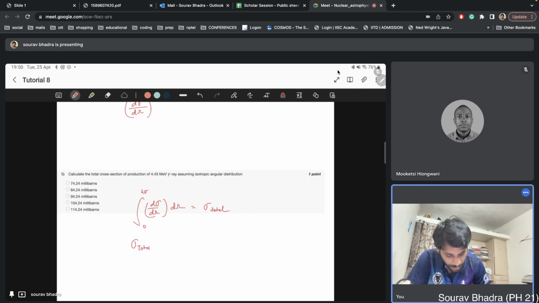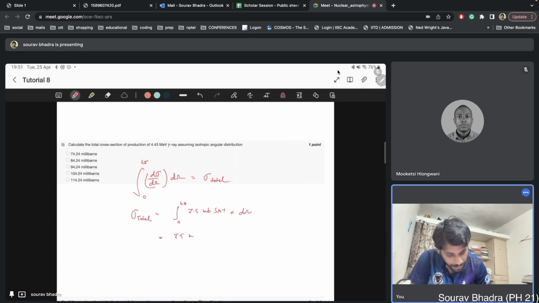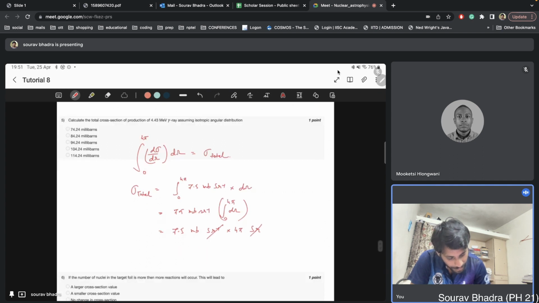So sigma total will be the integral from 0 to 4 pi of d sigma d omega, which we have calculated, 7.5 millibarn steradian inverse, times d omega. So 7.5 millibarn steradian inverse will be outside, and d omega integrated from 0 to 4 pi will give you 4 pi steradian, not only 4 pi. So the steradian inverse will cancel out, and the value will be 4 pi into 7.5 millibarn.